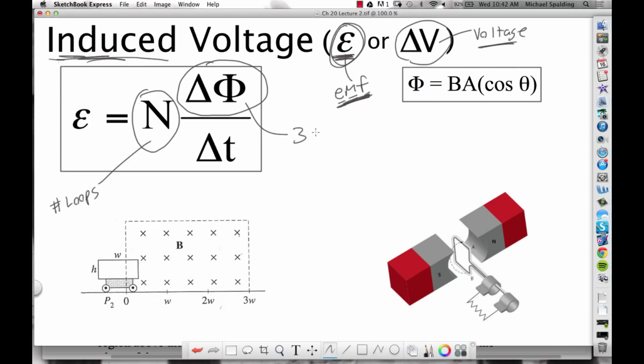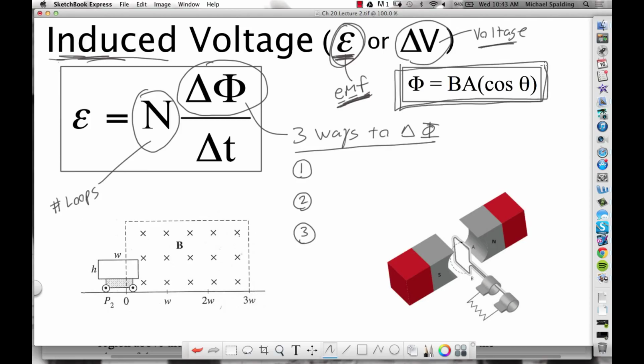Now look here. There are 3 ways to change the flux. What are the 3 ways to change flux? Well, look at the flux equation. Over here we got the flux equation. What are the 3 ways that you could change the flux? You could change the field, right? The strength of the magnetic field. You could change the area of the loop. Or lastly, you could change the theta.